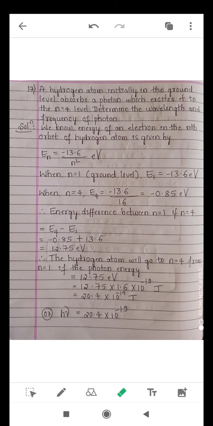Therefore the hydrogen atom will go to n equal to 4 from n equal to 1 if the photon energy is 12.75 electron volt. So now I'll convert this in terms of joules. So as usual, you just multiply by 1.6 into 10 to the power minus 19 joules. So therefore energy becomes, in terms of joules, 20.4 into 10 to the power minus 19 joules.